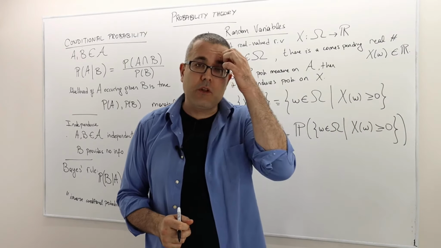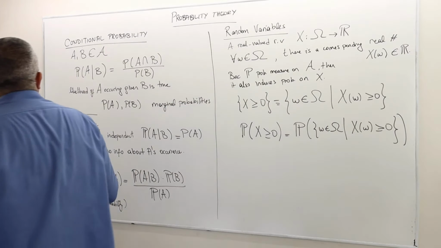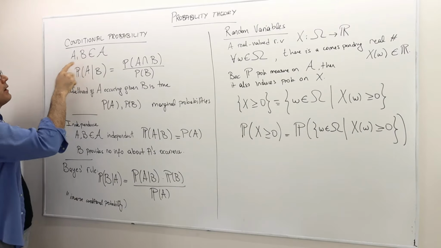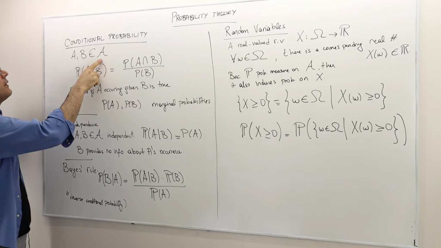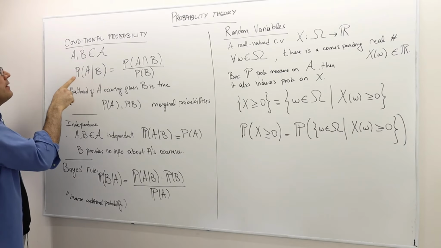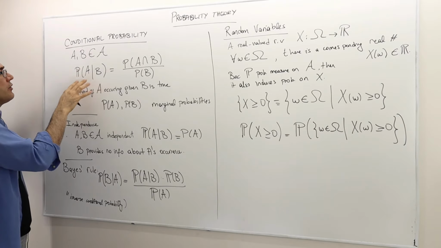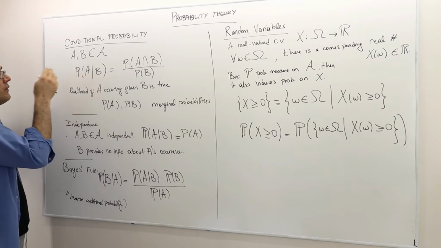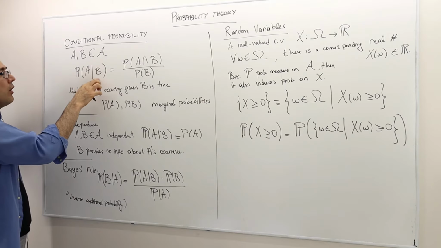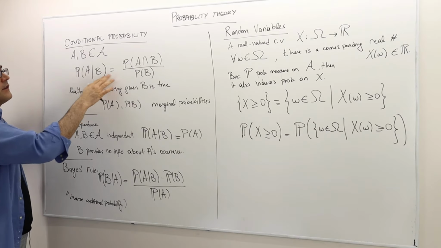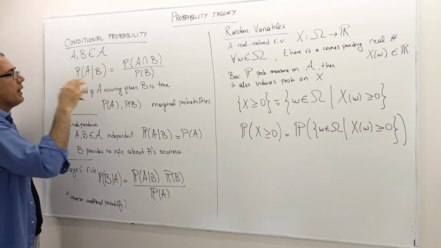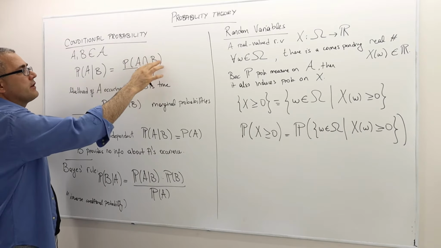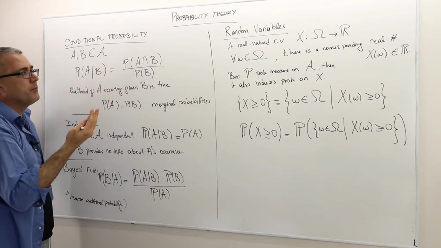Okay, so let's talk about conditional probability. Suppose that A and B are two events, and then we define a conditional probability, the probability that A is occurring conditional on B being true. It's defined by the probability of A intersection B divided by probability of B.